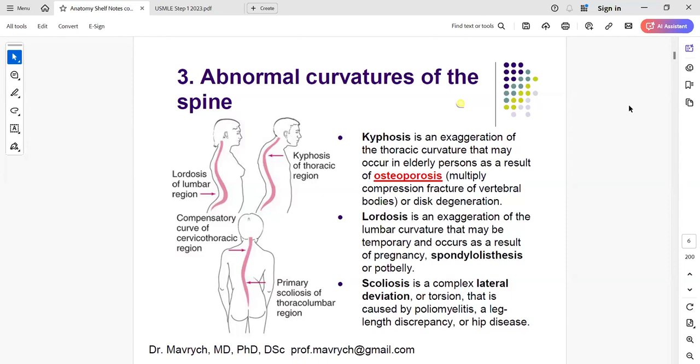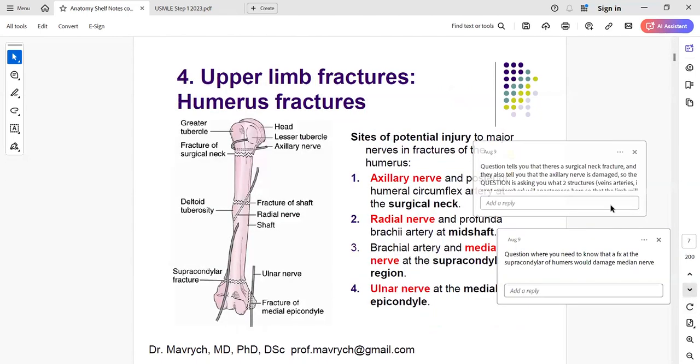Scoliosis is very complex. So scoliosis is lateral deviation or torsion. It could be caused by polio, leg length discrepancy, or hip disease, right? So these are the abnormal curvatures of spine. You just have to remember thoracic for kyphosis, L for lumbar, so L for lordosis, and then scoliosis is just lateral. So it's like things are going haywire over here, right? It's just lateral deviation. Okay.